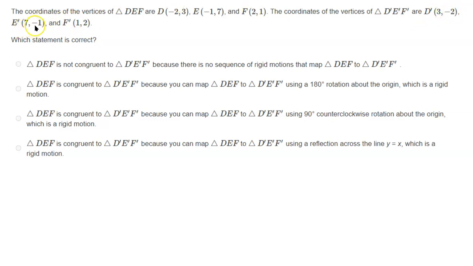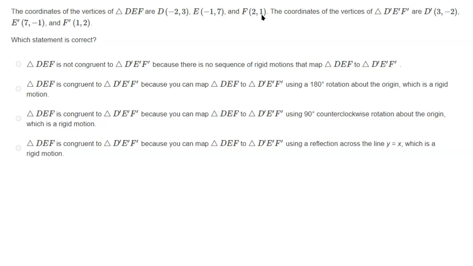E prime is (7, -1). Notice the same thing happens. And F prime goes from (2, 1) to... notice the same thing happens. So which statement is correct? Is triangle DEF not congruent to triangle D prime, E prime, F prime because there's no sequence of rigid motion?